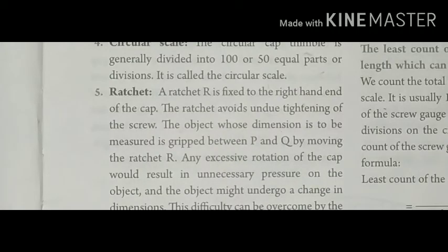These are some parts. Okay, the main parts of the screw gauge. So they are the frame, main scale, thimble, circular scale, and ratchet. Okay, and it is used to find the pitch of a screw gauge, to find out the least count of a screw gauge, and to determine the zero error.